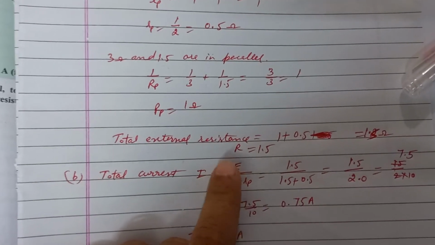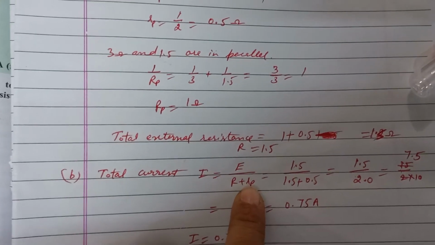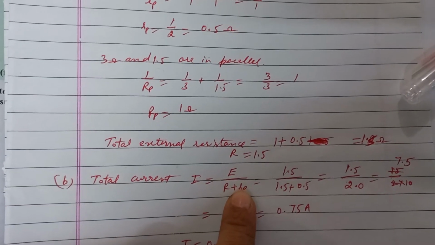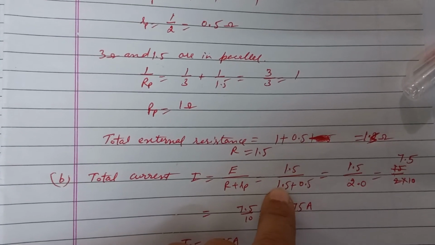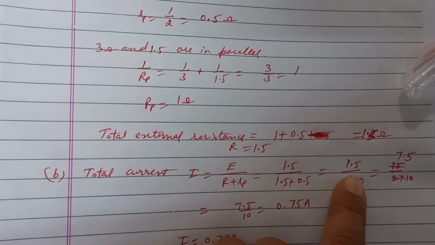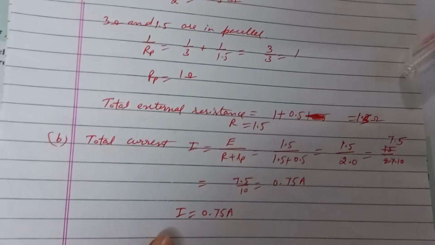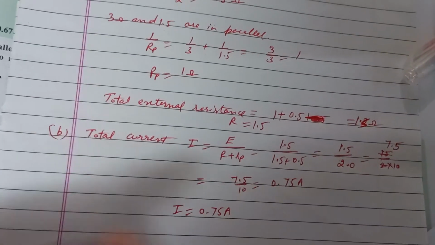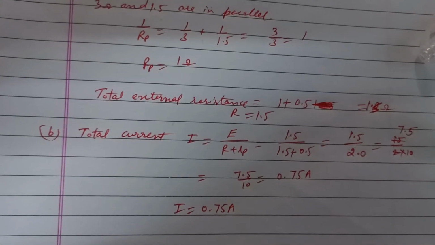So the total current I is equal to EMF upon R, the external resistance, plus Rp, the internal, because both are in series. So put the values, 1.5 upon 1.5 plus 0.5, becomes this much. So you can calculate the value of I like this. 0.75 ampere is the total current, that is the main current in the circuit.